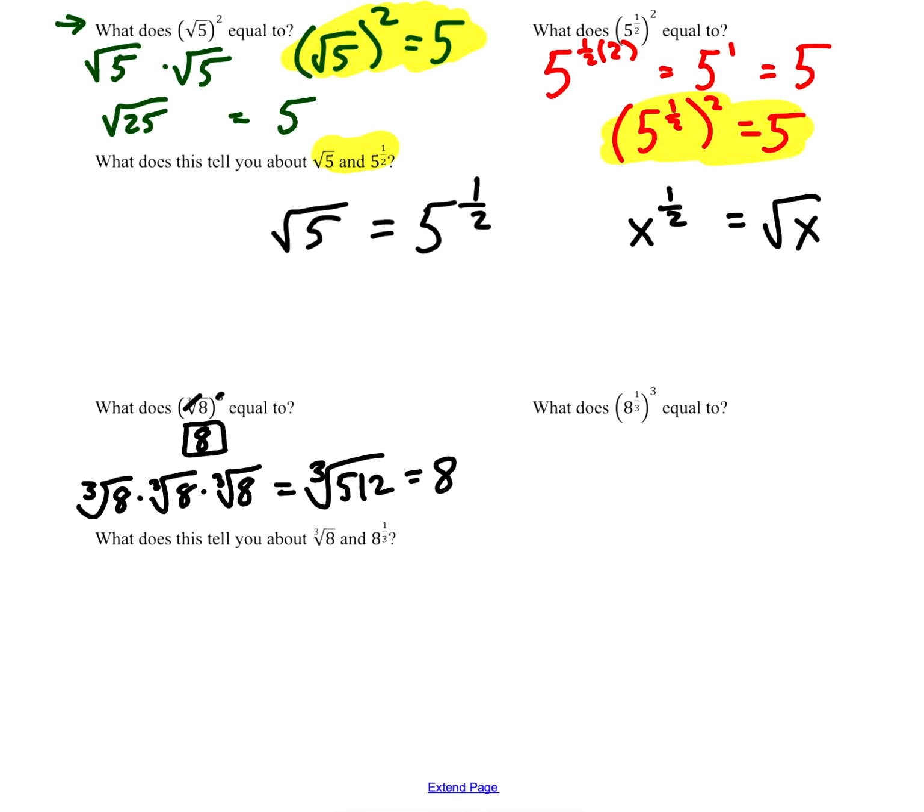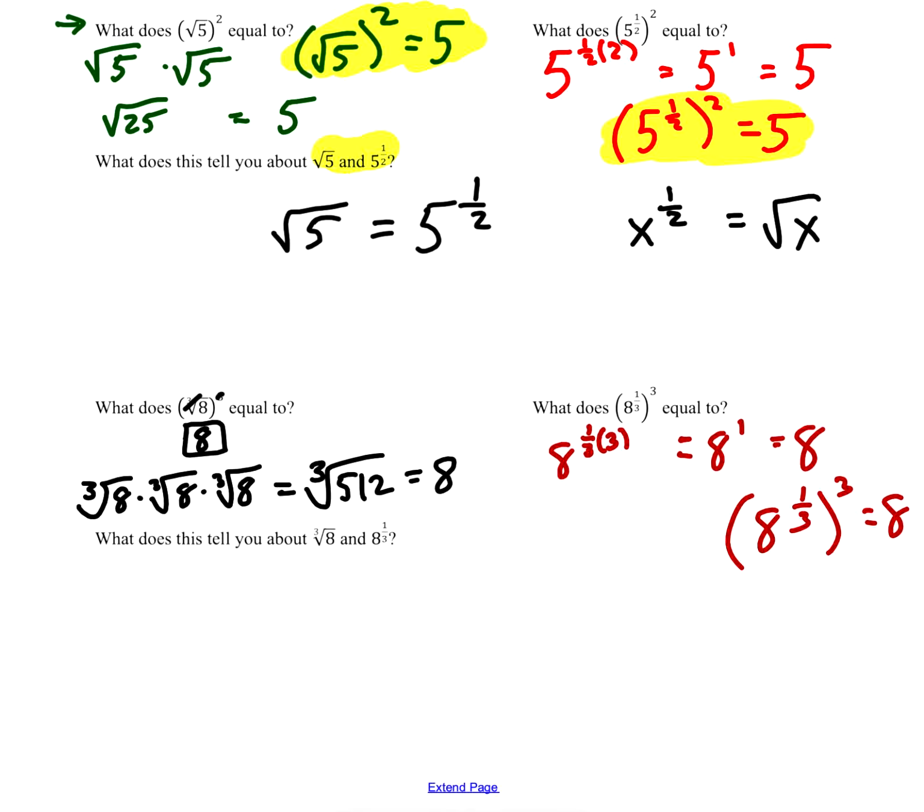And let's go over to the right, and we'll do 8 to the 1/3 to the 3rd. So 8 to the 1/3 times 3, power to a power. We want to multiply those exponents. So 1/3 times 3, and 1/3 times 3 is 1. So we have 8 to the first power, which is equal to 8. So here we get 8 to the 1/3 to the 3rd is equal to 8.